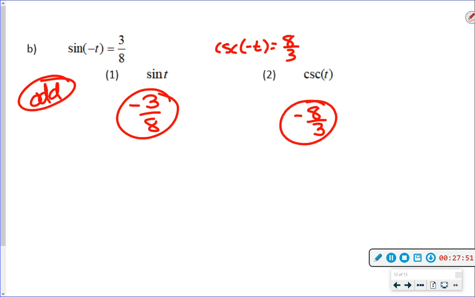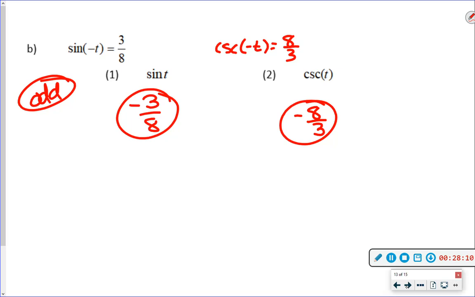So there's no work to these, but you have to know a couple things. If it's odd, you have to change the positive negative part of it. And you might have to do the reciprocal if you need cosecant, secant, or maybe cotangent if they give you those. So it's a fraction flip and then positive negative change.